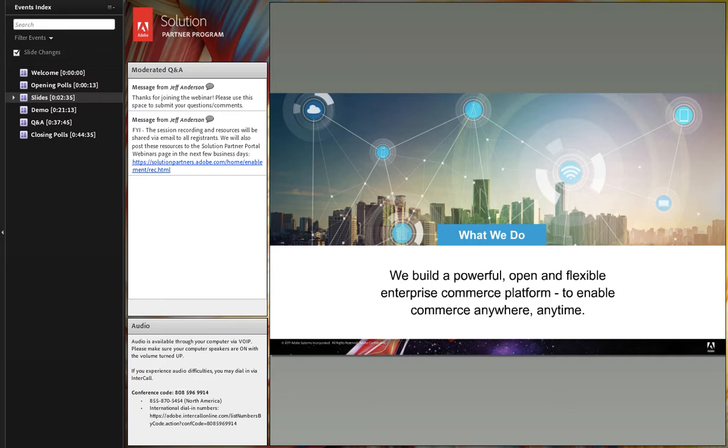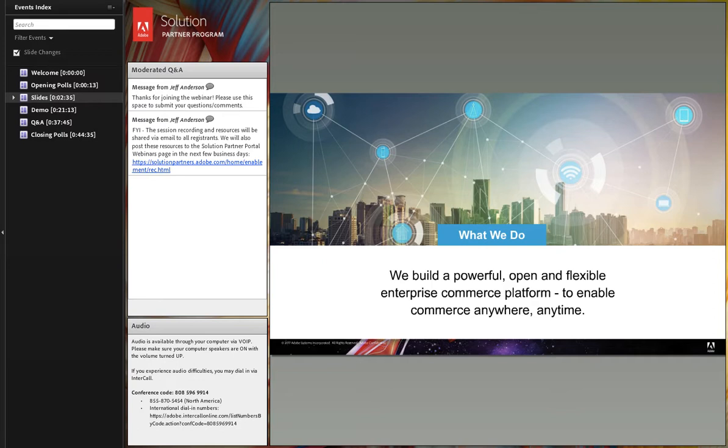I'm going to give a quick overview of Elastic Path and then turn it over to Brian Gilmore to demonstrate some of the cool and innovative stuff that we're doing with a number of the shared customers we have with Adobe. Starting off, Elastic Path is a commerce software company.